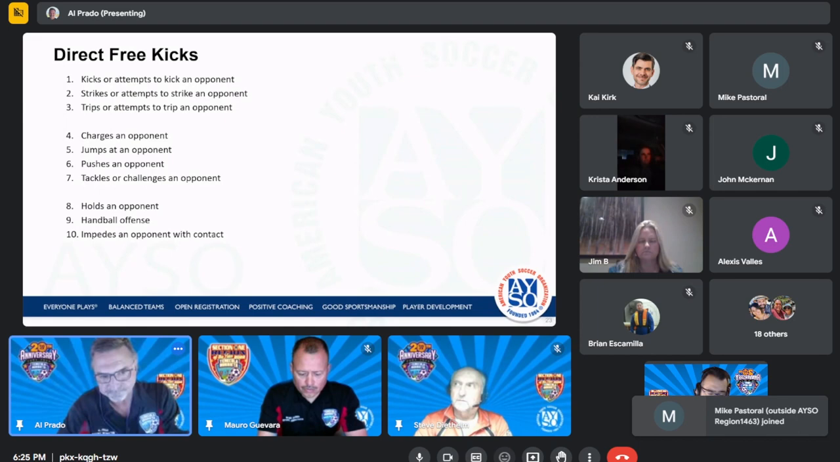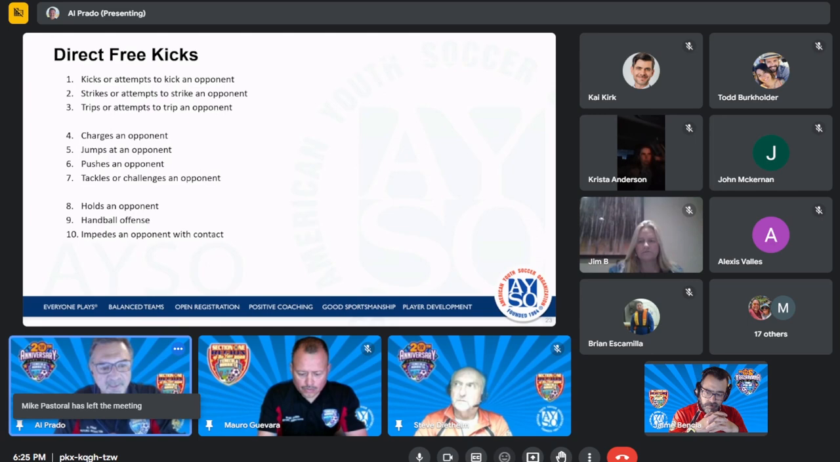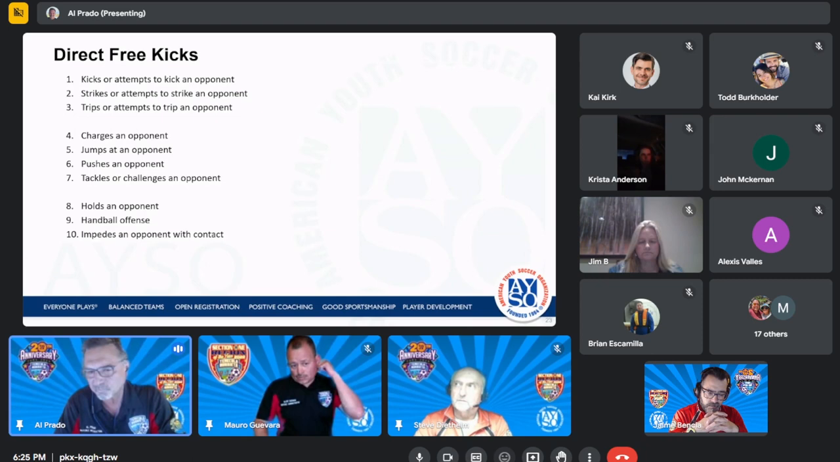The other three are holds an opponent. We know that one. Handball offense, or impedes with contact. That's sort of a rare one because it goes with holding.